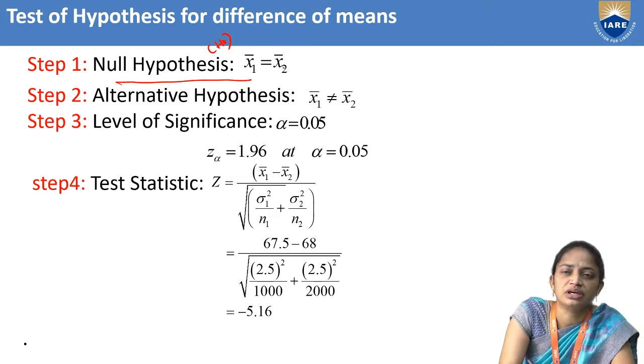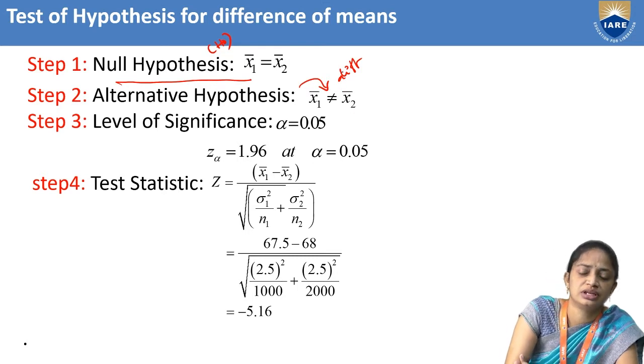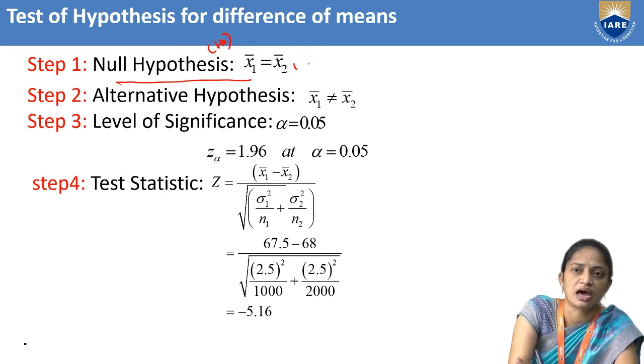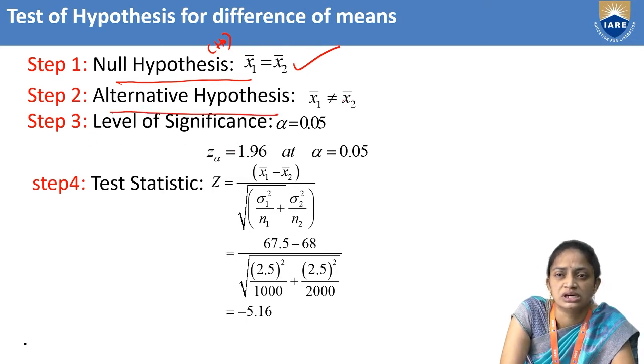So there is no difference in the statement, and that is the null hypothesis. The alternative hypothesis is opposite to the null hypothesis. That means if the null hypothesis says there is no difference in the statement, then here we need to take that there is a difference in the statement.